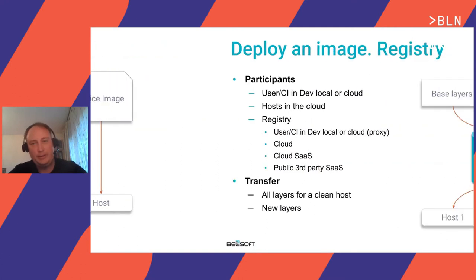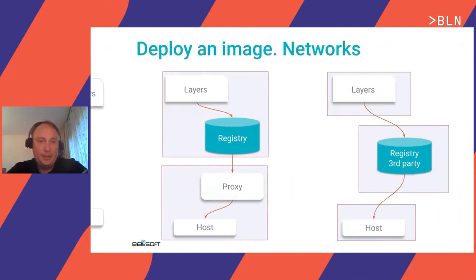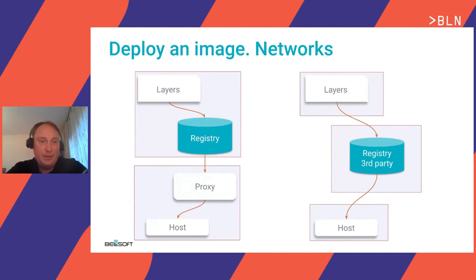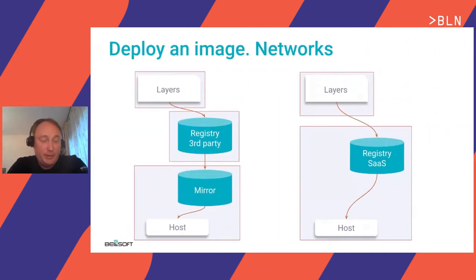Most typically, we instead use a shared repository and layered images, and we combine some ready-made layers and our business logic layers. And that registry can be located in different places and can be provided by different parties. It can be located on a developer's machine and then proxied in some production, or it can be a third-party registry like Docker Hub, or it can be software as a service, like cloud providers give us.